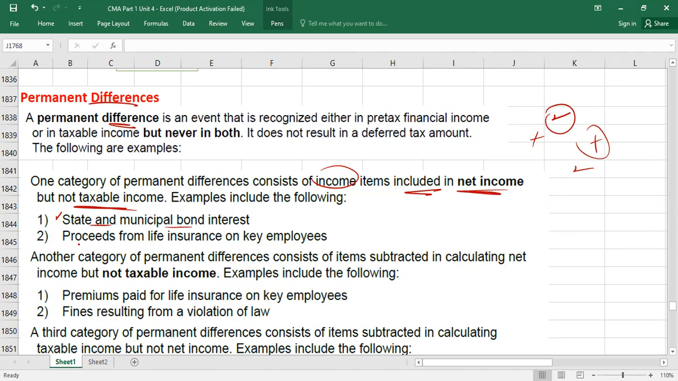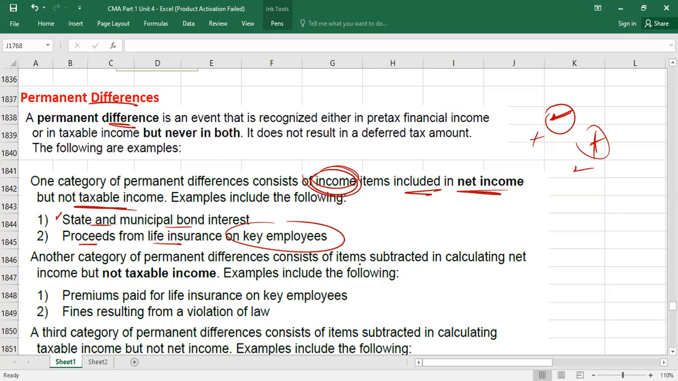Another example: proceeds from life insurance of employees. Maybe some employees got injured, and now you are getting a claim from insurance companies. Maybe that claim you can show as other income in your income statement, but tax authorities don't accept that proceed as income. So which item is it? Income item. Again, it will be recorded in accounting, but it won't be recorded in the tax. Understood? These two examples are for income items.